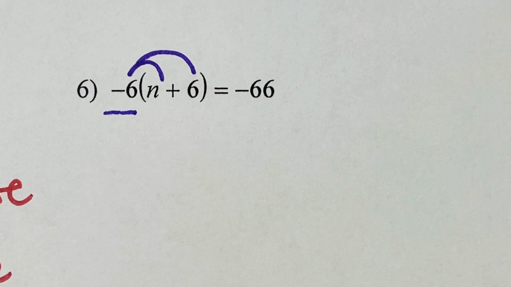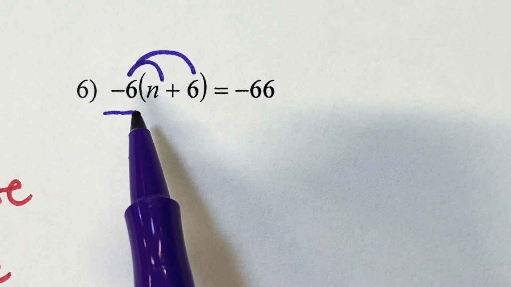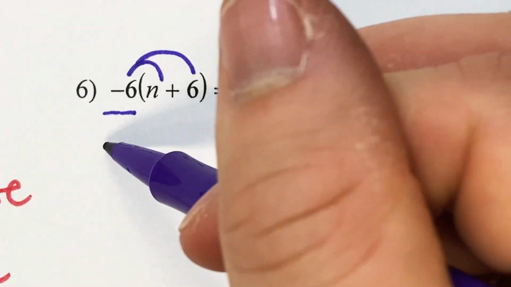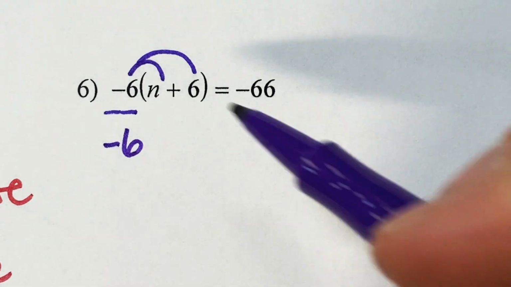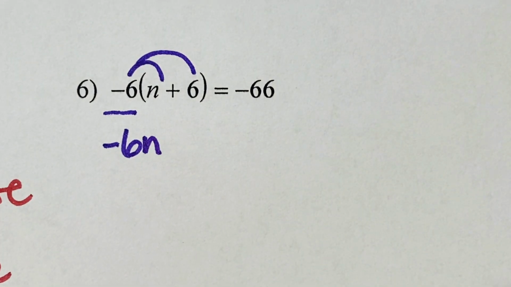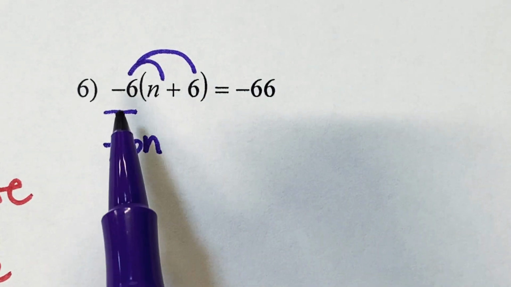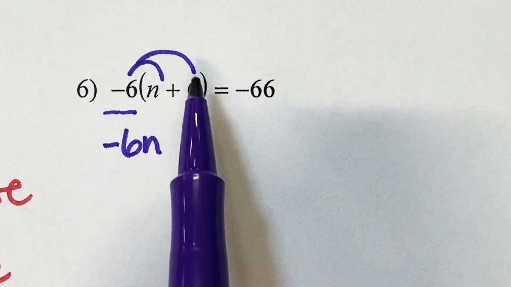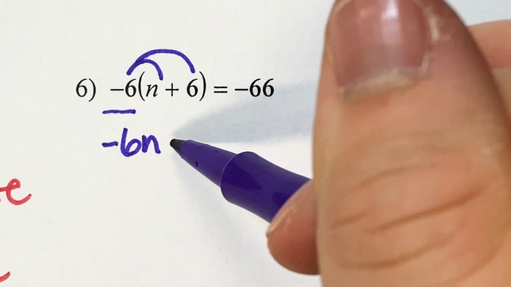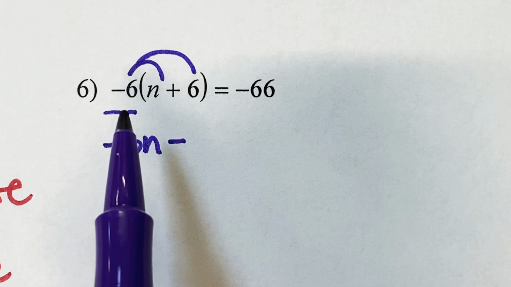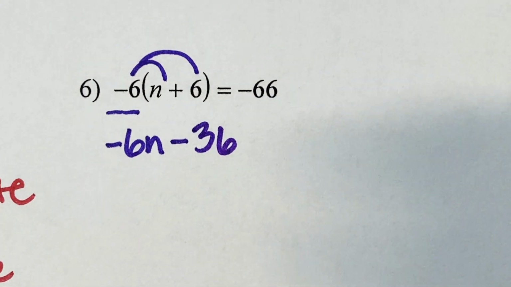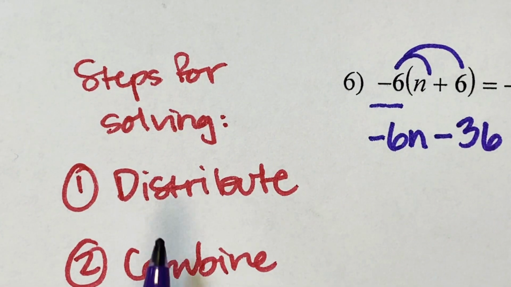Okay, so let's do our negative 6 times n. Negative 6 times 1 right there is just going to give me a negative 6. There's one n being multiplied, so negative 6n. Now we have our second step, negative 6 times positive 6. We have a negative times a positive, which is going to give me a negative. And then 6 times 6 gives me 36.